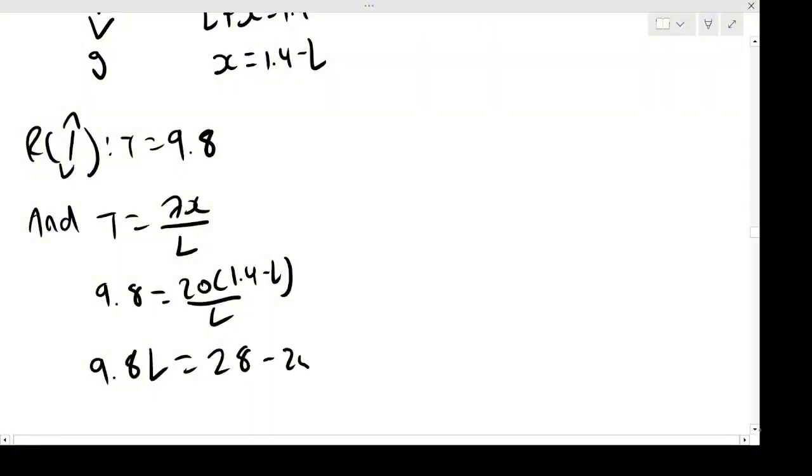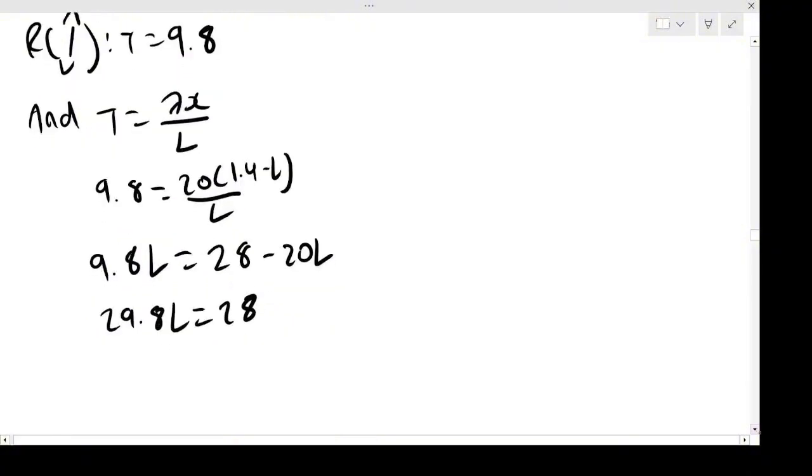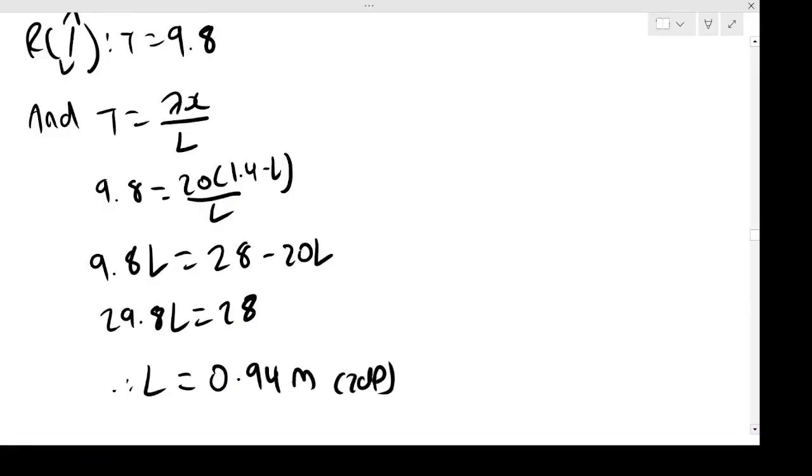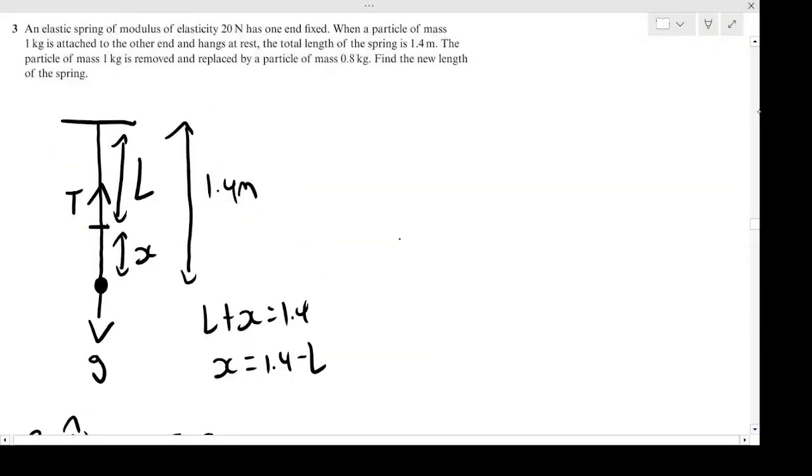Take away 20L, and actually we can solve for L here, the natural length. So that means 29.8 L is 28. Therefore, the natural length L is going to be 0.94. And there we are. So I can add that on. So L is 0.94. Lambda is 20.